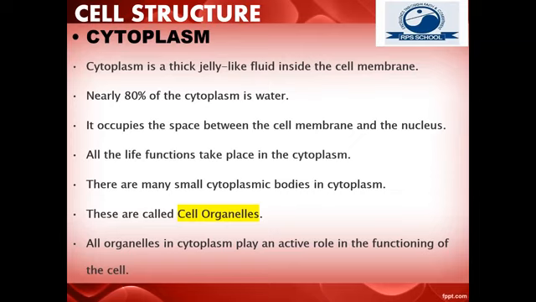There are many small cytoplasmic bodies in the cytoplasm called cell organelles, such as endoplasmic reticulum, vacuoles, mitochondria, ribosomes, which are suspended in the cytoplasm. All the life functions take place in the cytoplasm. Most of the chemical reactions within the cell also take place in the cytoplasm.